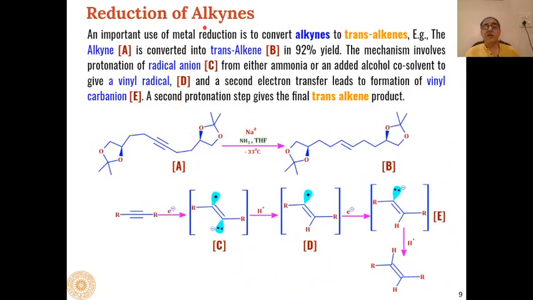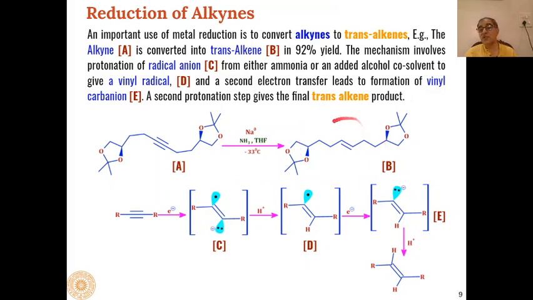Then a few more examples of reduction of alkynes. As I told you, alkynes are converted into trans alkenes. So in this alkyne, when this is reacted under these conditions, it is transformed into a trans alkene of this type, to give us partial reduction of alkynes to alkenes.